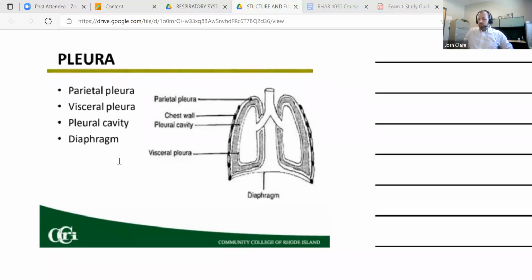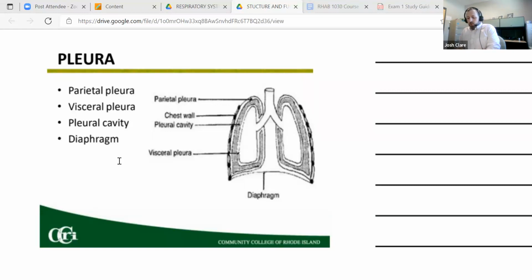There is a double layer of tissue called pleura, a parietal layer and a visceral layer. I'm sorry, the visceral layer of the pleura covers the lung space, and the parietal pleura covers the thoracic cavity. So the pleural cavity is the space in between those 2 layers.